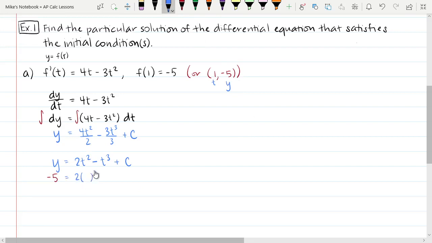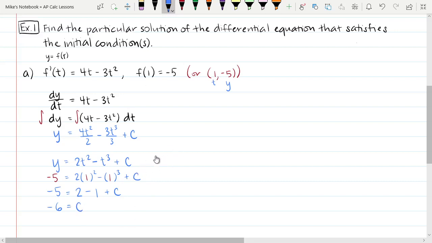And I'm going to put a 1 for the t. And that's going to allow us to solve for c. So I get -5 equals, so 1 squared is 1, and then 1 times 2 is 2, minus 1 cubed, which is 1, plus c. That's going to be 2 minus 1, which is 1, and then I'm just going to subtract that from the other side, and I get negative 6 equals c.